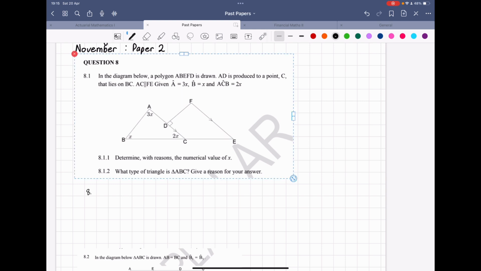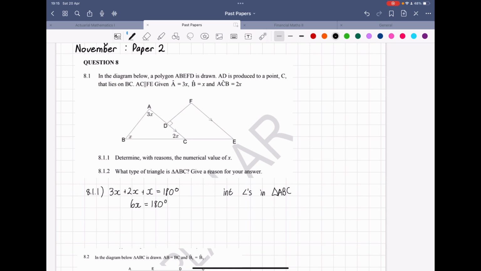So straight away I can see that these angles that involve x are all in the same triangle. So the sum of all of these must be 180 degrees because of interior angles in a triangle ABC. So this is 6x equals 180 degrees, and that means that x is equal to 30 degrees.